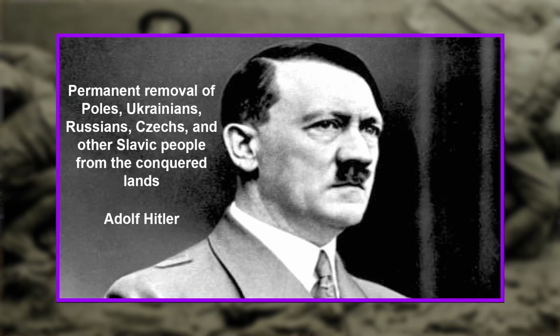He sought to build a German empire close to home. He became obsessed with expanding German living space in Central and Eastern Europe. Hitler sought the permanent removal of Poles, Ukrainians, Russians, Czechs, and other Slavic people from conquered lands. Germans and pure Aryans would settle conquered territories.